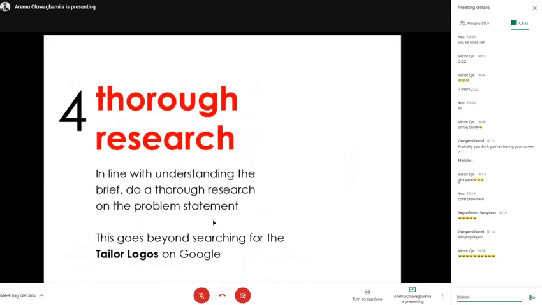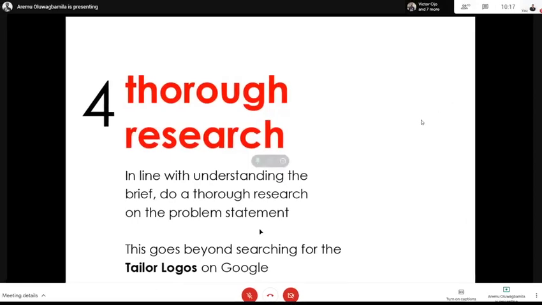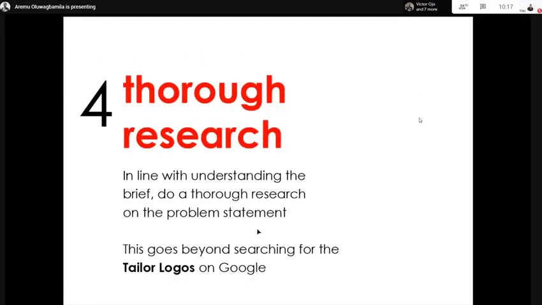But for you to be able to scale as a designer and to generate fantastic ideas, you need to carry out thorough research. And this is actually in line with understanding the brief. So somebody gave you a problem statement. Let's say, for example, I studied geoinformatics in school, and somebody is starting a food business, and they reach out to me.